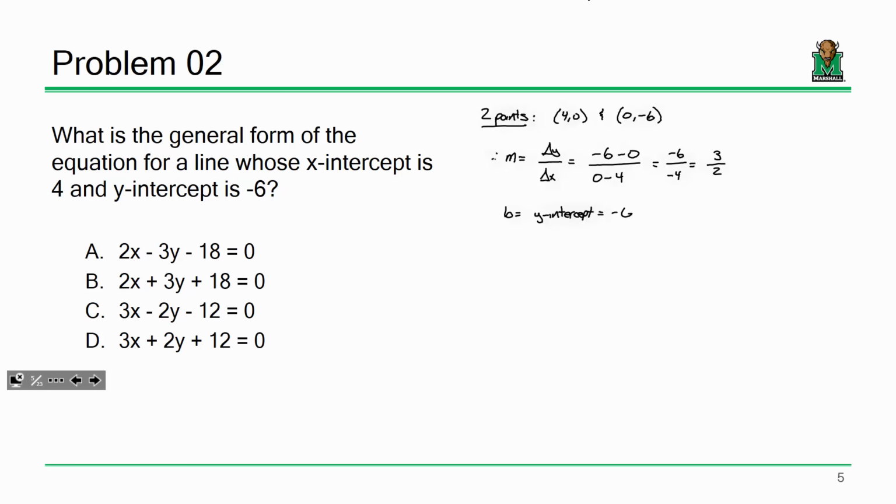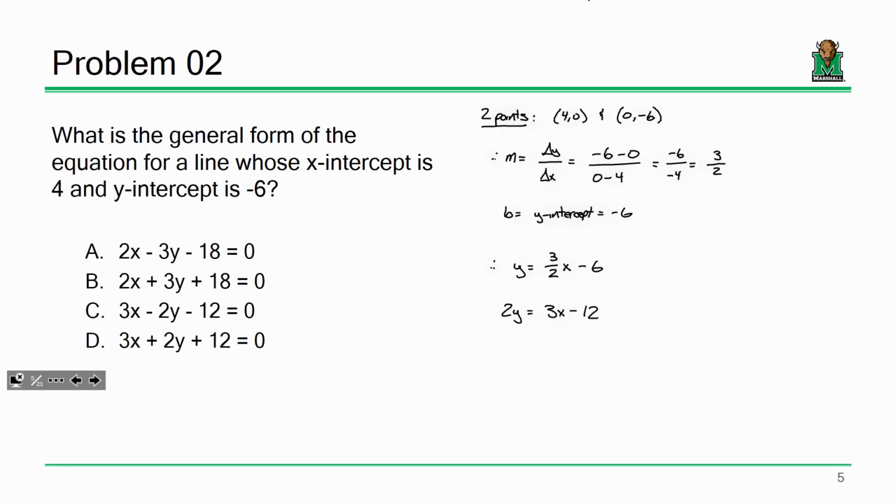Minus 6. So here, I'll do this lower. So y equals 3/2 x minus 6. Now, right off the bat, I don't want any fractions, so why don't I just multiply everything by 2? So 2y equals 3x minus what?